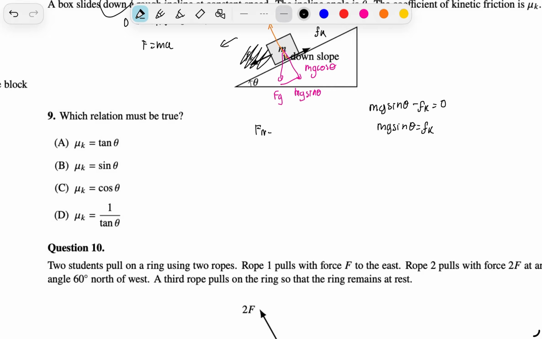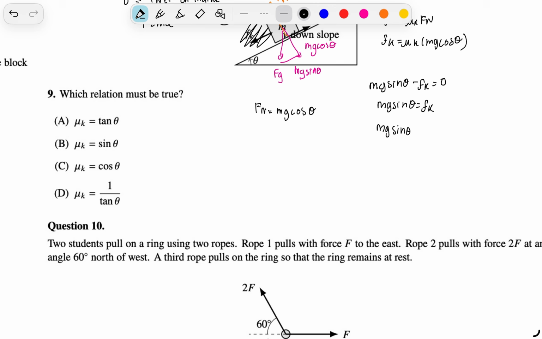So your normal force is equal to mg cosine of angle theta. So if you have your kinetic friction, that is equal to mu k Fn, and Fn is mg cosine theta. So you have Fk is mu k times mg cosine of theta. If you substitute that in here, you have mg sine of theta is equal to mu k mg cosine of theta. So in this case, you can cancel out your mg's on both sides. You get sine theta is equal to mu k cosine of angle theta.